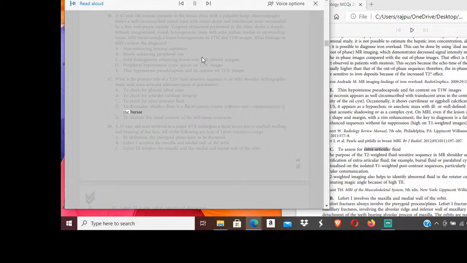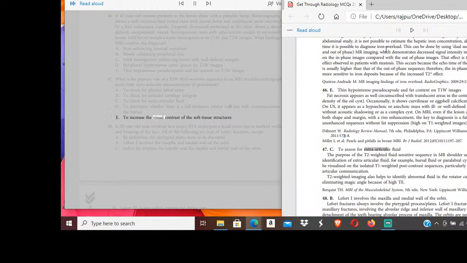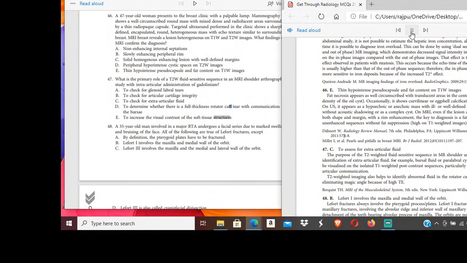Tear with communication to the bursae. E. To increase the visual contrast of the soft tissue structure.